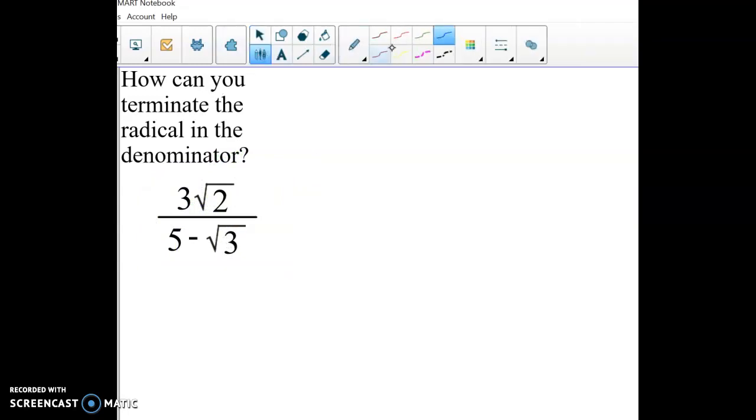All right, so this will be a good test to see if this made any sense at all, or if I'm just a terrible math teacher. What would you multiply the top and bottom by?